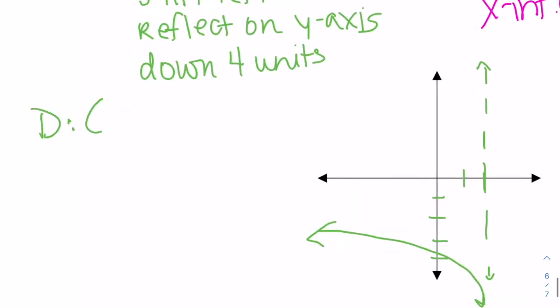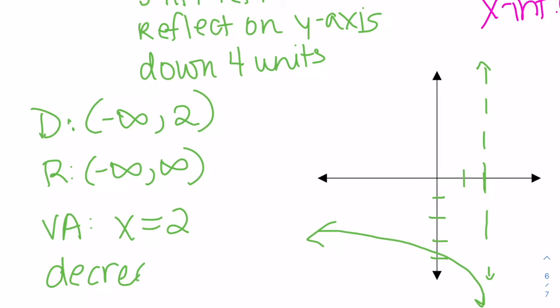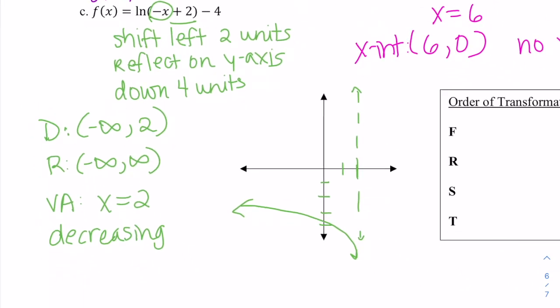So we know that this function is going to be, the domain will be negative infinity to 2. The range is still negative infinity, all real numbers. The vertical asymptote shifted to x equals 2. We know that it's decreasing. It will have both an x-intercept and a y-intercept.